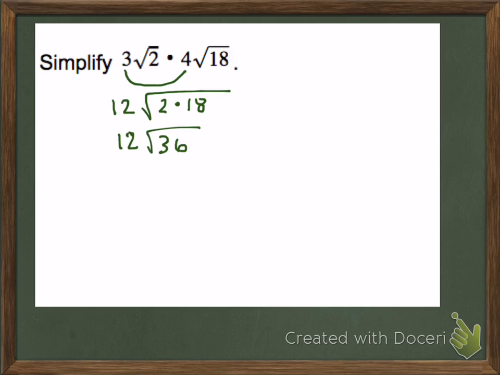Now 36 is a perfect square, and this is where we want to pull out any perfect squares. I know 36 is a perfect square because I can get it by multiplying a value by itself, 6 times 6. So I'm going to take the square root of that. The square root of 36 is 6, and I'm going to pull that perfect square out of the square root sign. So that becomes 12 times 6, and my final product is 12 times 6, or 72.